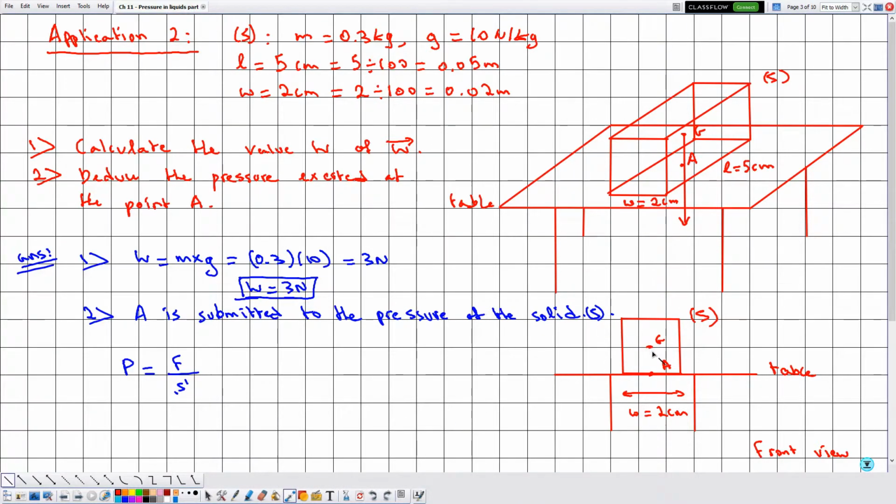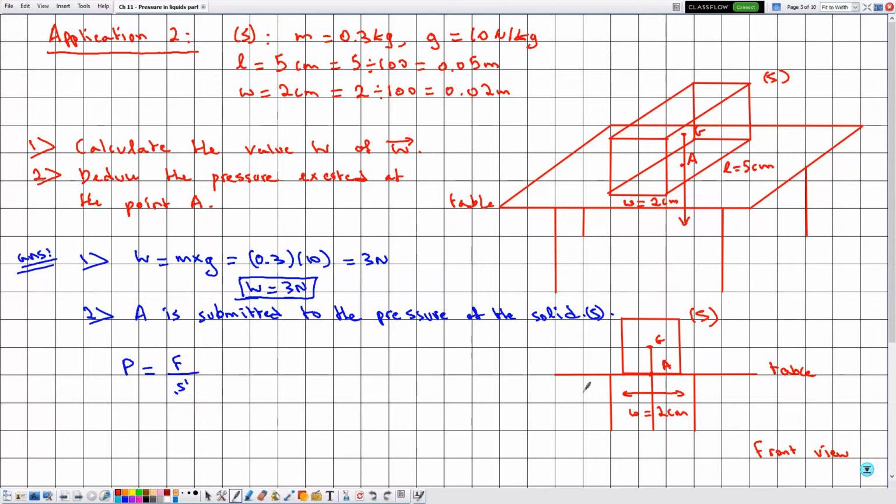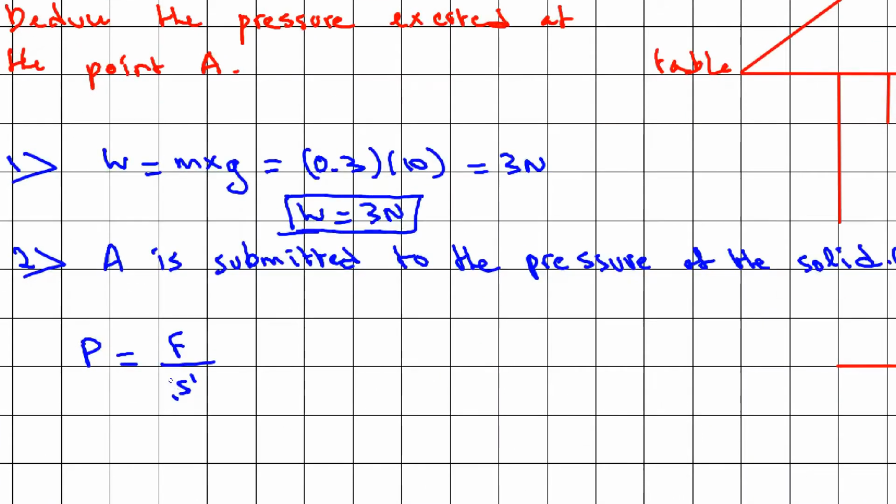So as you can notice, the weight is the force that causes the solid to be in contact with the table. So we can say that the weight is the force that causes the pressure on the table. So here, what does F represent? F represents the magnitude of the weight vector W.